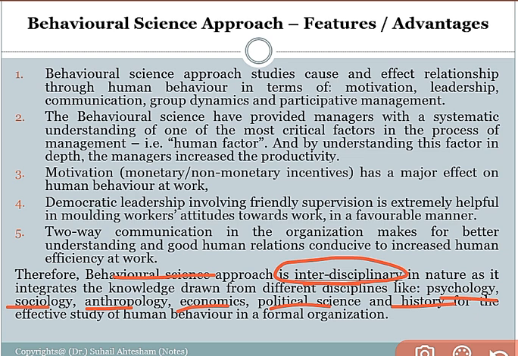So for effective study, the behavioral science approach is interdisciplinary in nature, which is related to the study of various disciplines of psychology, sociology, anthropology, economics, social science, and history, right? For effective human behavior in a formal organization. So this is all about the behavioral science approach, its importance, and its implementation in a formal organization.